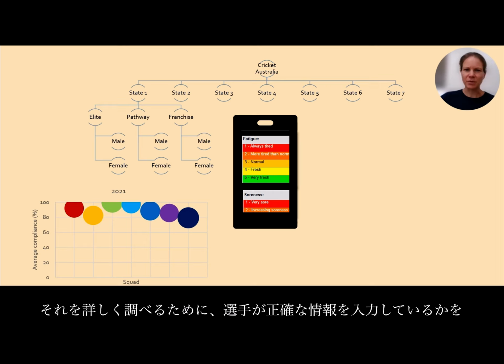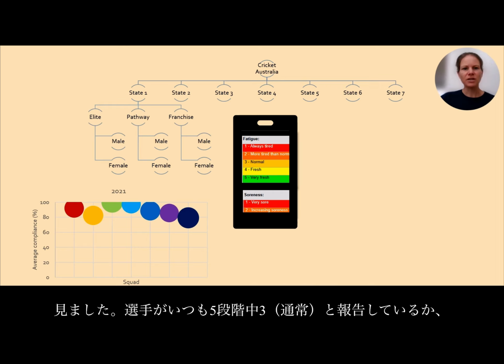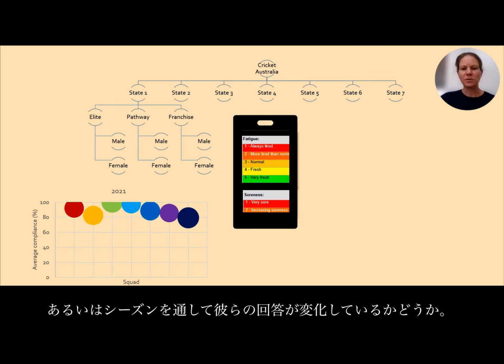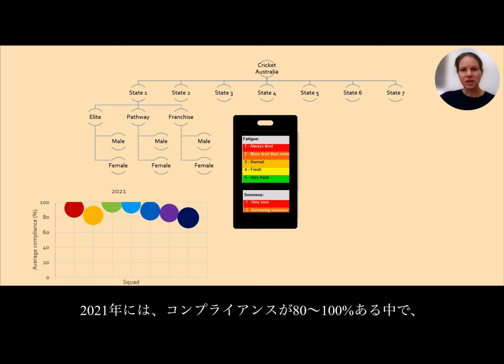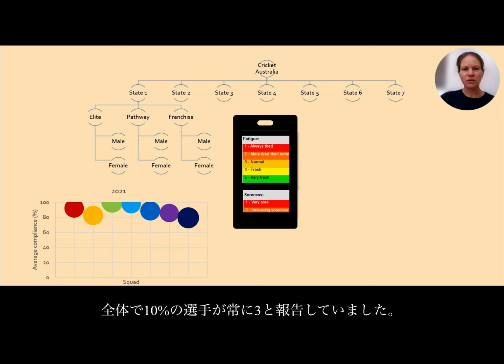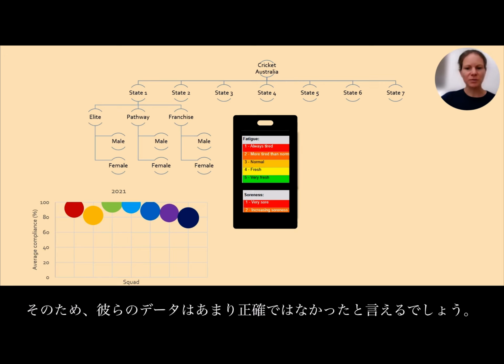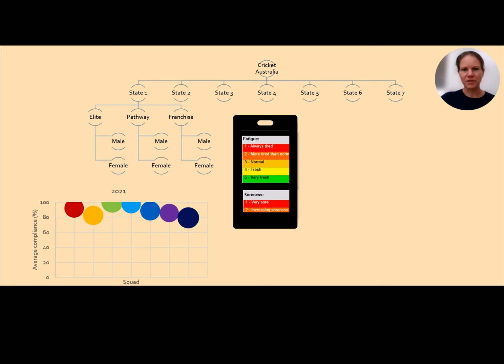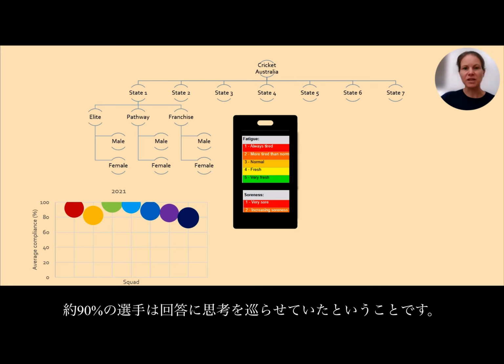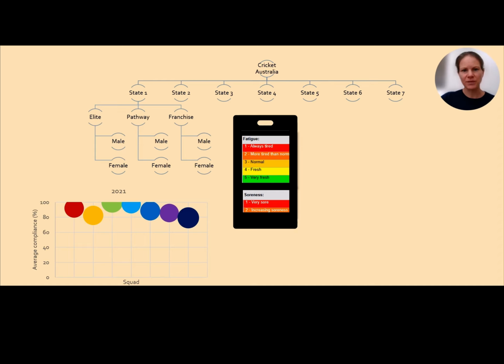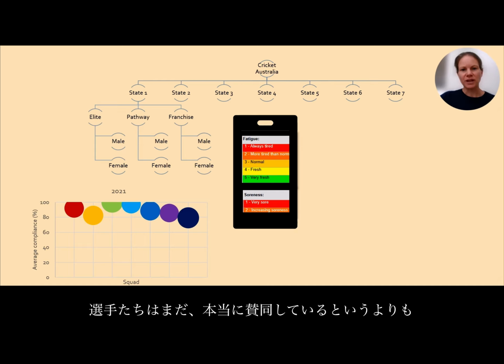So to tease out if players were entering accurate information, I looked at whether players always reported a 3 out of 5, which was normal, or whether their responses varied over the course of the season. So in 2021, where we have compliance at 80 to 100%, 10% of these players across all squads were always reporting a 3. So we probably say that their data wasn't very accurate. So this left about 90% of players who are probably giving thought to their responses. The players may still feel like they are doing it because they have to, rather than really buying into it though.